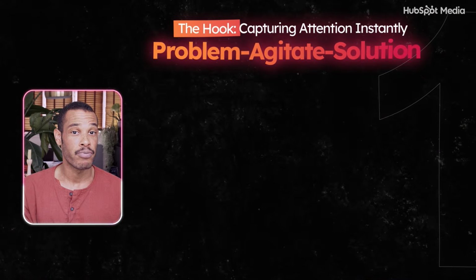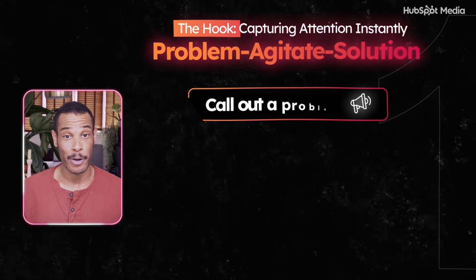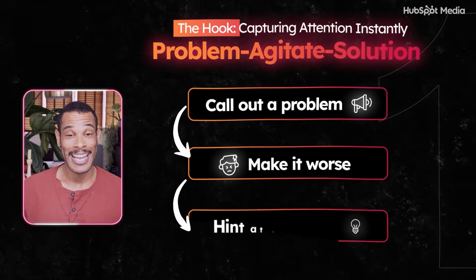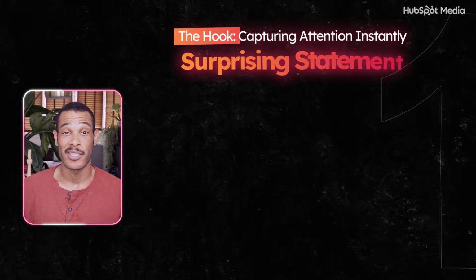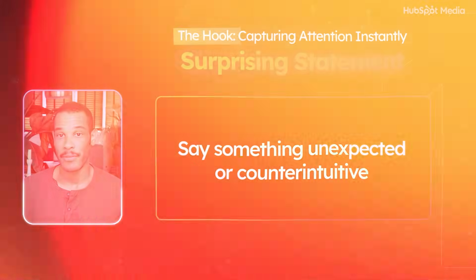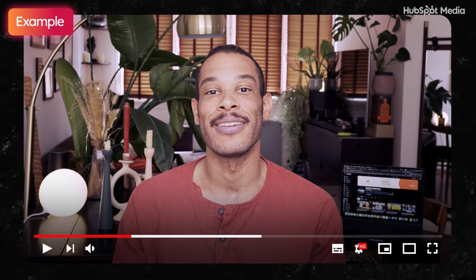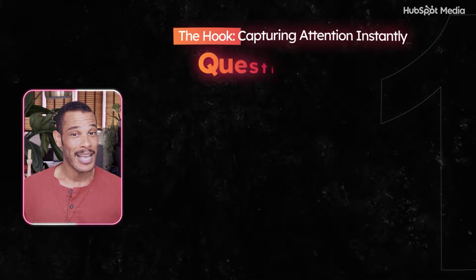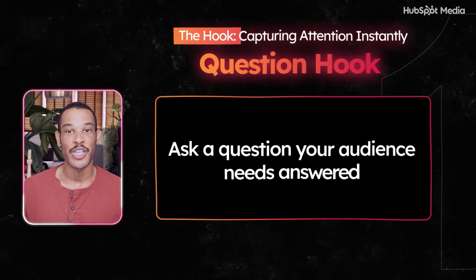The first one is Problem-Agitate-Solution. Call out a problem, make it worse, then hint at a solution. Most business videos get ignored because they're missing this one crucial element. Next is a surprising statement. Say something unexpected or counterintuitive. The best YouTube scripts are actually written after you've made the video. And lastly, the question hook. Ask a question your audience needs answered. Do you know why most small businesses' YouTube videos fail to convert viewers into customers?